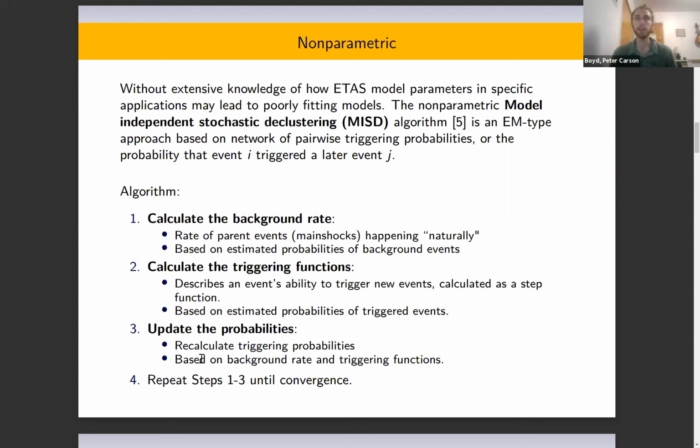After that, we'll then calculate those triggering functions, which govern how new events are spawned. And with those 2 bits of information, we'll then update those probabilities that one event triggered another one. And we'll repeat those steps a bunch of times, iterating until those probabilities stop wiggling around too much from one iteration to the next, and we say it's converged.